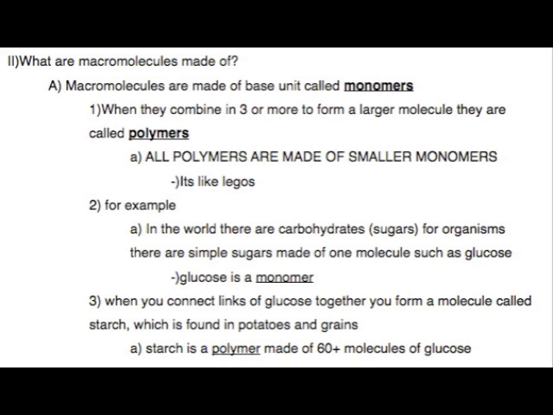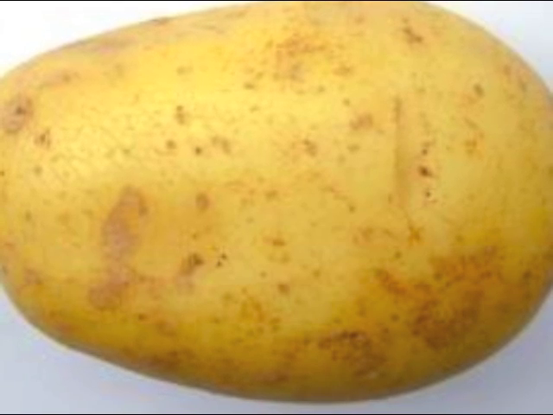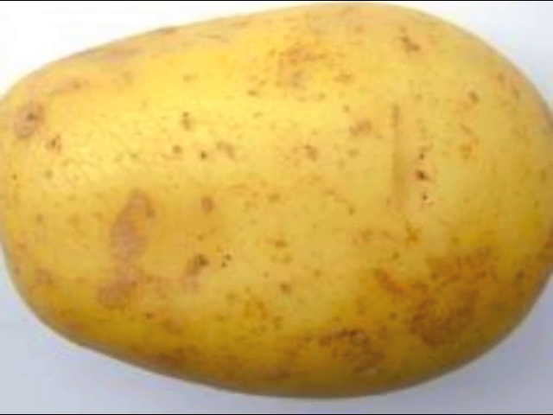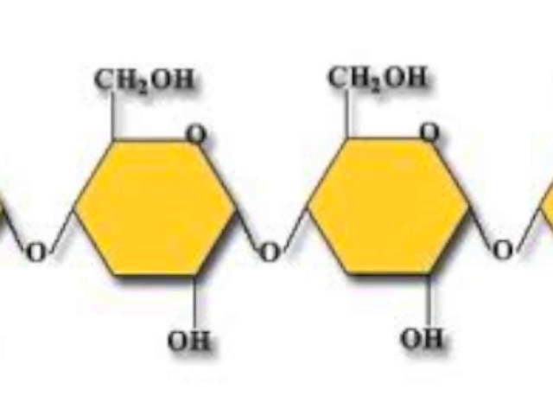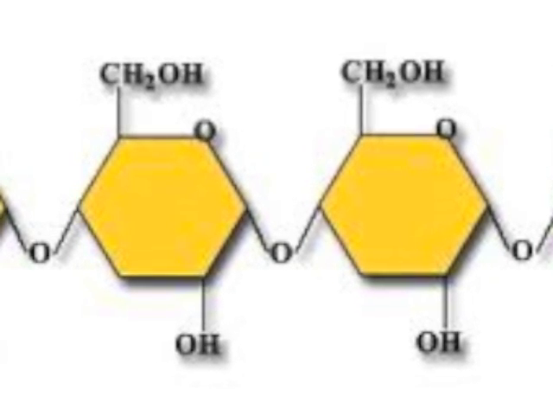When you connect links of glucose together, you form a molecule called starch, which is found in potatoes and grains. Starch is a polymer made of 60+ molecules of glucose. Potatoes are rich in energy, not for the reason that they're just simply potatoes, but for the fact that one molecule within a potato contains over 60 units of glucose, thus giving it a massive amount of energy.